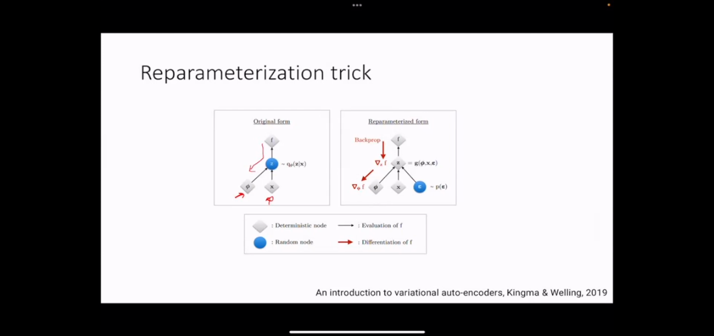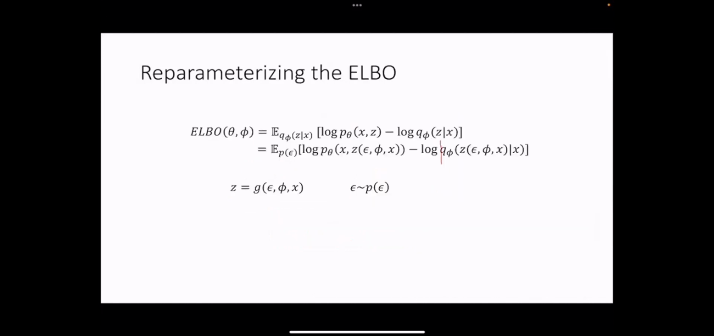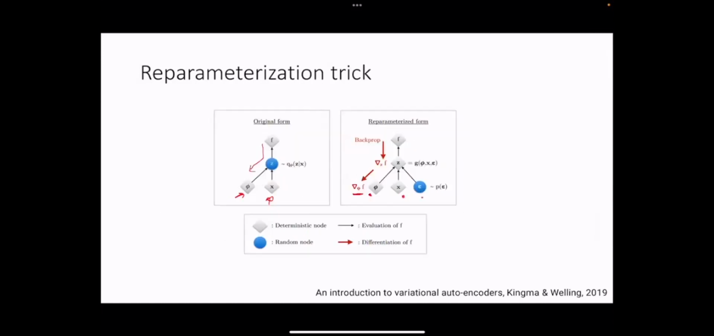And now what this reparameterized form basically does, it writes z as a deterministic function of phi, x, and epsilon, where epsilon is now stochastic. But because it doesn't depend on any parameters, if I'm interested in the gradient of f with respect to phi, I will never have to take that route through epsilon. So my backpropagation algorithm never goes through the sampling step. So this is why it works.